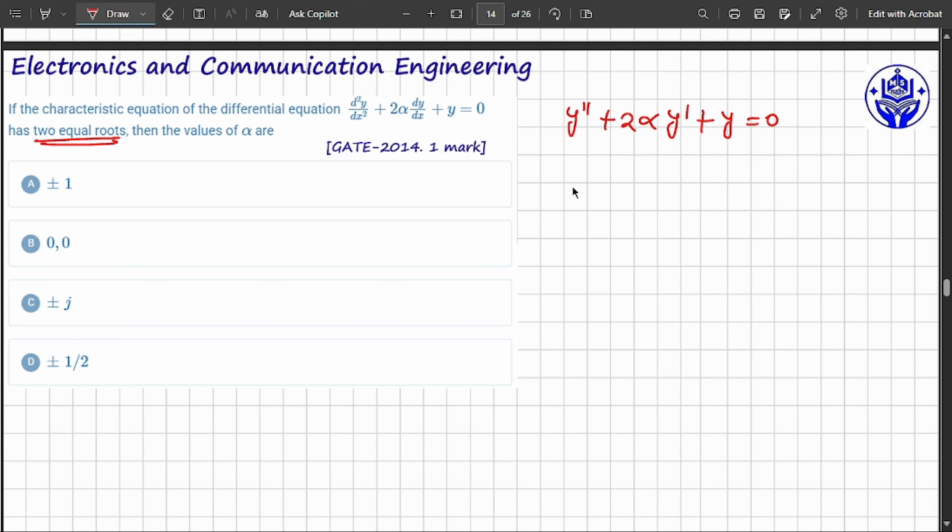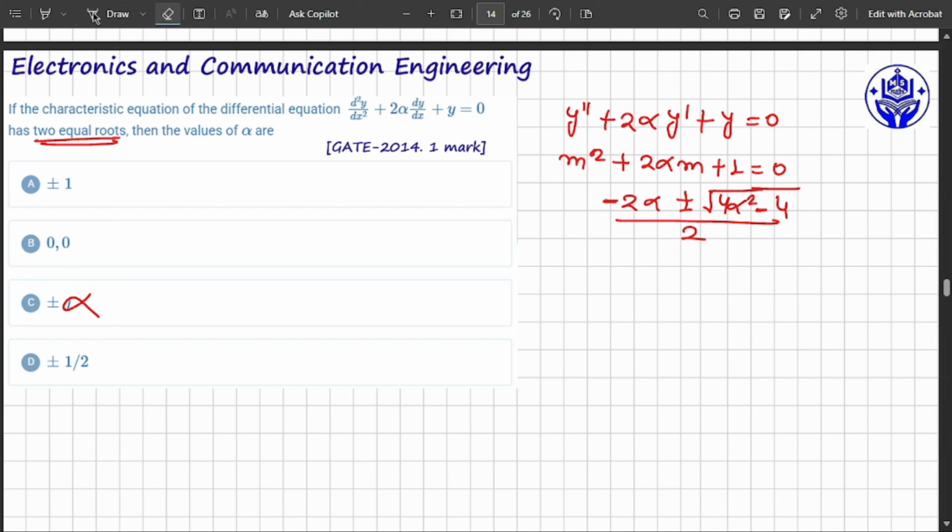So see, two real roots. If it has a j, it means it is an imaginary part, and we can't consider it like this. Now, for what value of alpha is it like this? So it is m square plus 2 alpha m plus 1 is equal to 0. If two real roots are there, it will be minus 2 alpha plus minus the square root of b square, then it will be 4 alpha square minus 4, upon 2. Now if it has two real roots, then we can find the solution.